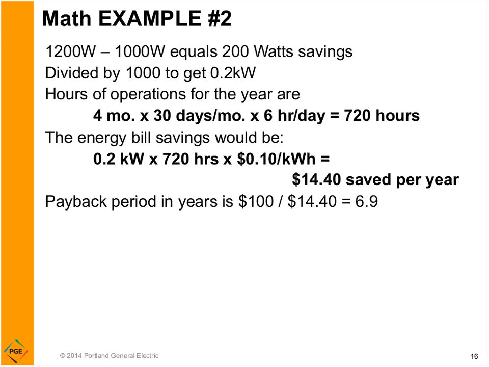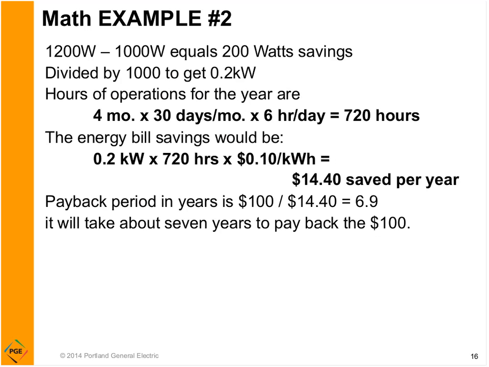If I then divide that into the $100 to see how long before I get my $100 back, the answer is about 6.9. So it will take about 7 years to pay back the $100. The most common rule of thumb I've heard from my customers that I've talked to over the years has been 3 years, sometimes as long as 5, and sometimes as short as 12 months or 18 months.